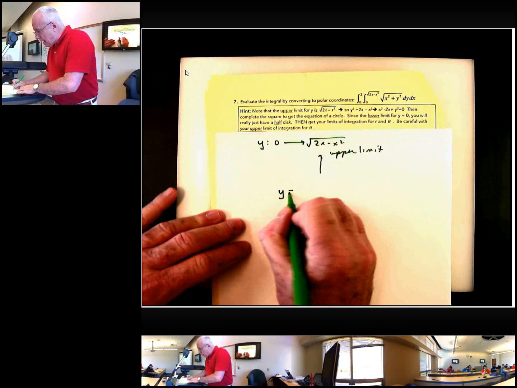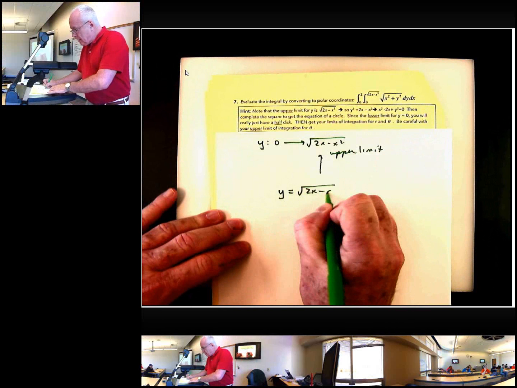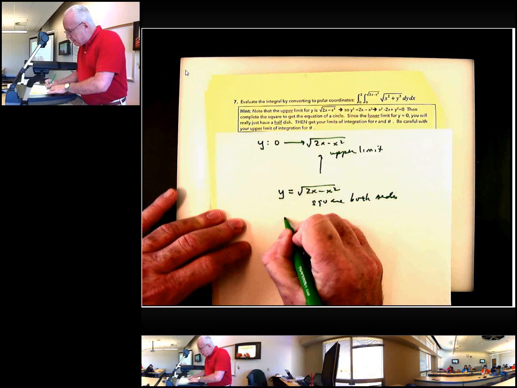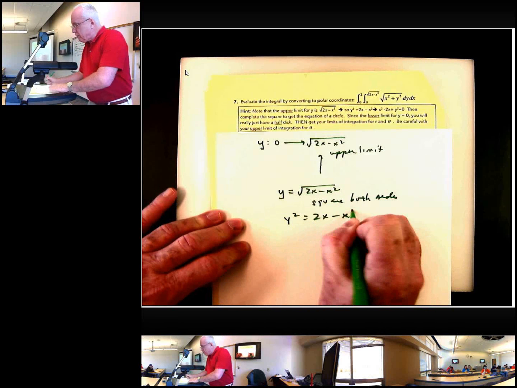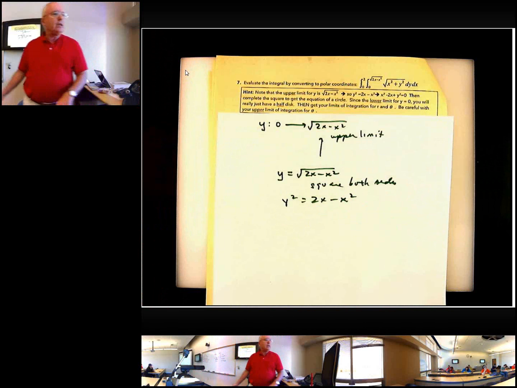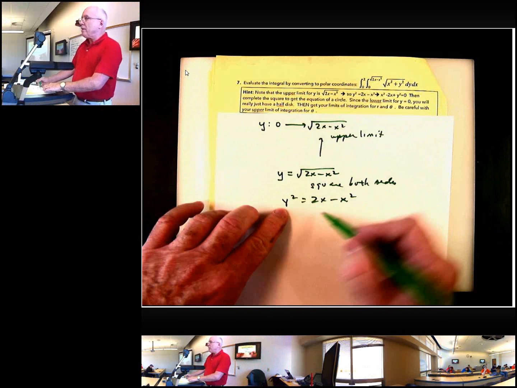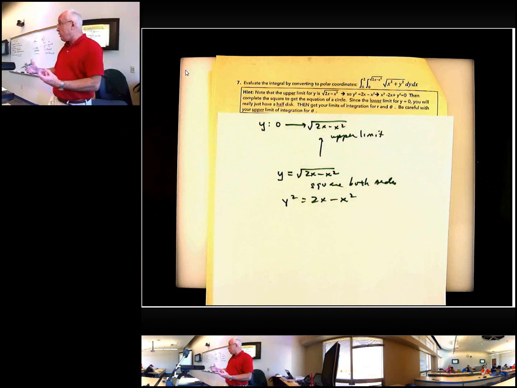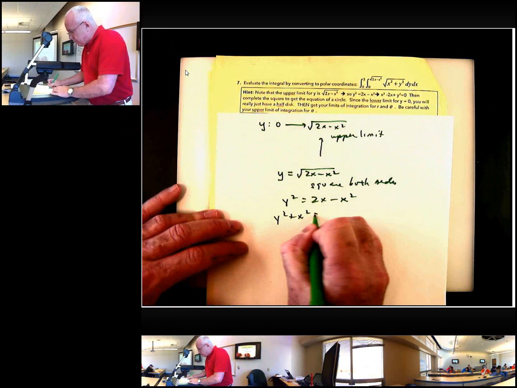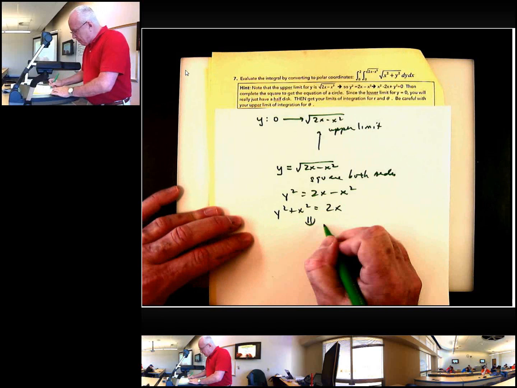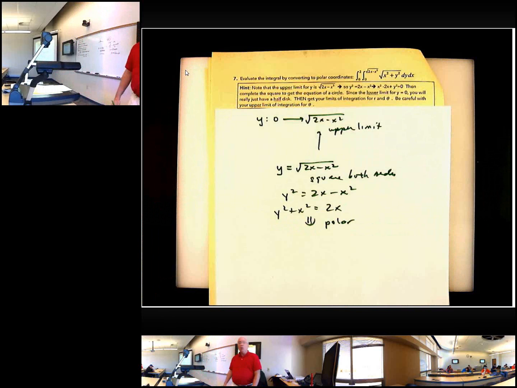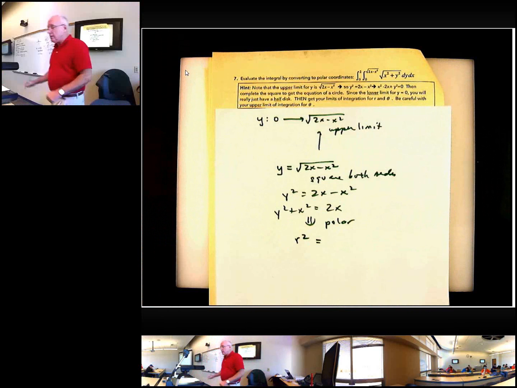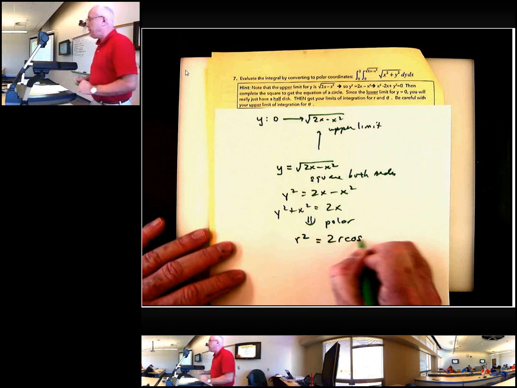Let's set y equal to this upper limit and square both sides. So we get y squared is equal to 2x minus x squared. Notice we have a y squared and an x squared, so hopefully you would think you want to get those together to get an r squared, right? So we have y squared plus x squared is equal to 2x. Now we can put this in terms of polar coordinates, and y squared plus x squared is equal to r squared, and 2x is 2 times r cosine of theta.